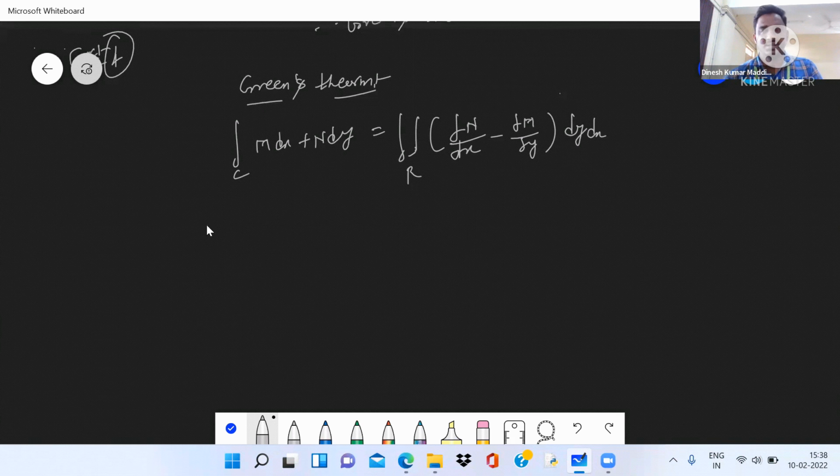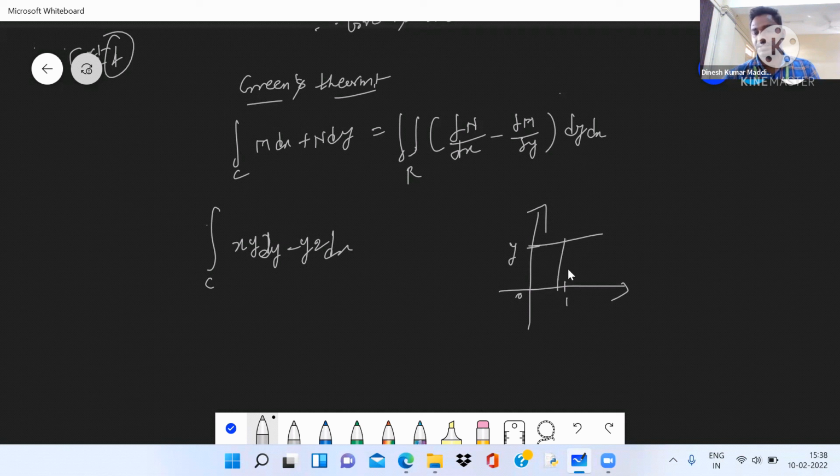they given that integral over C xy dy minus y square dx. Okay, na? So they given the square that x equal to 1 and y equal to 1. So that is from the origin, x equal to 1 is this one, y is equal to 1 is this one. Okay, so if you draw the lines, you will get that.